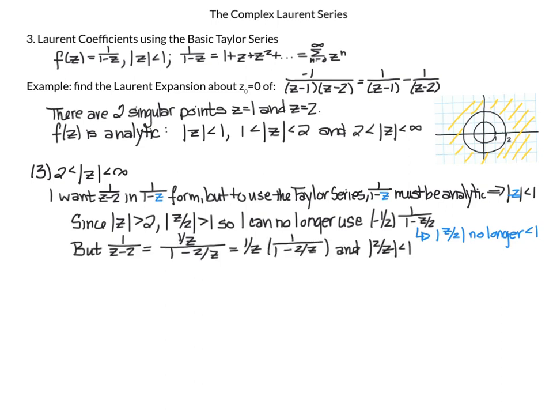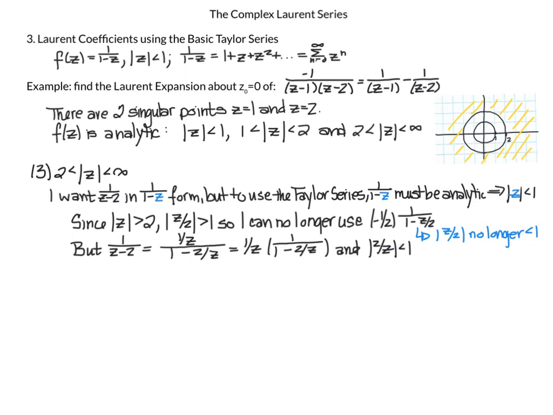So when I divide everything by z, I have 1 over z in the numerator. My z divided by z gives me 1, and then minus 2 over z. I factor out my 1 over z, and I get 1 over z times 1 over 1 minus 2 over z. And then also, I just need to verify that 2 over z is less than 1, because this is what I'm going to plug in to my basic Taylor series, which only converges when the absolute value is less than 1. In this case, z is greater than 2, so that means this 2 over z is going to be less than 1.